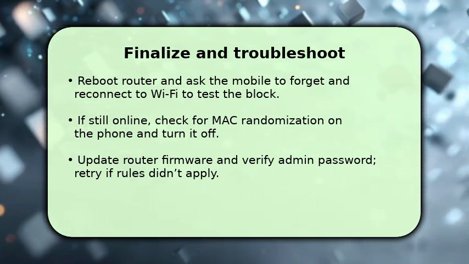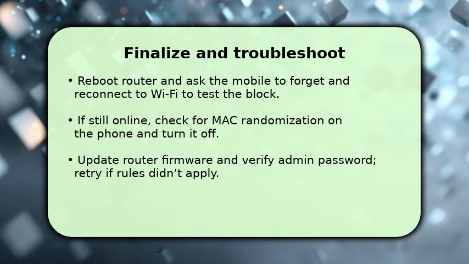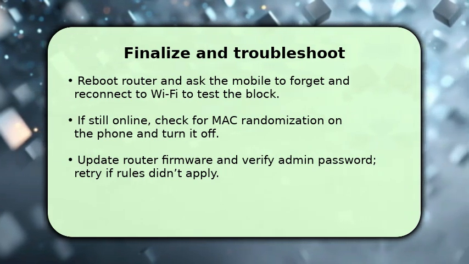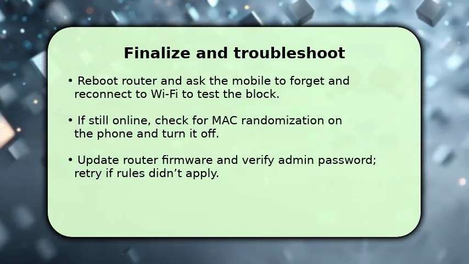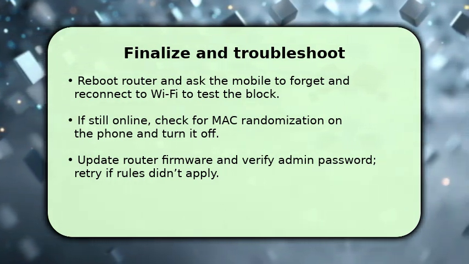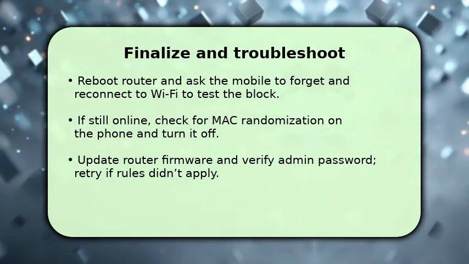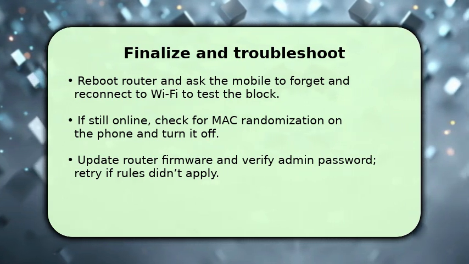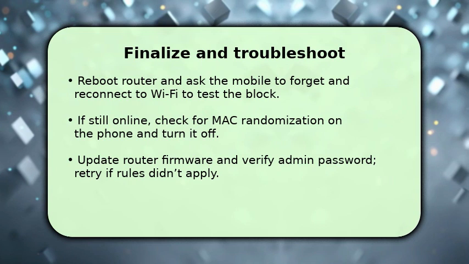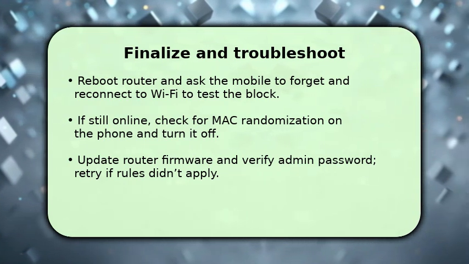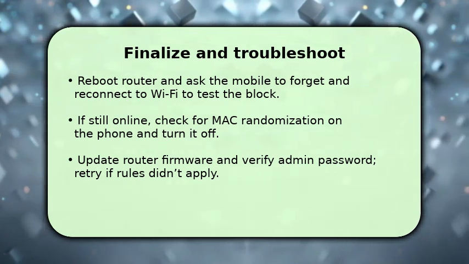You must disable that in the phone's Wi-Fi settings because randomized MACs bypass filters. Also make sure the rule was added to the correct band, 2.4 or 5 GHz. If problems persist, update router firmware and retry adding the MAC. One solid troubleshooting tip: always confirm the MAC from the DHCP list after reboot.